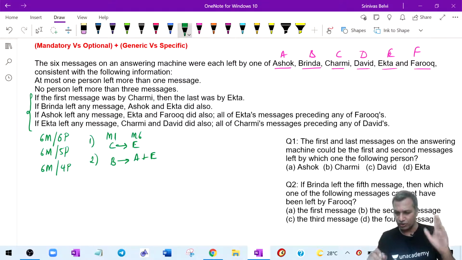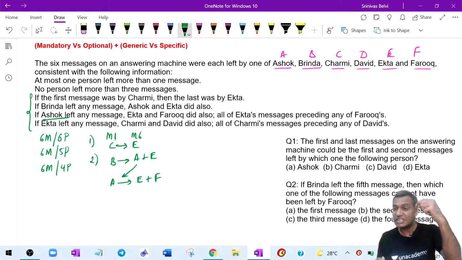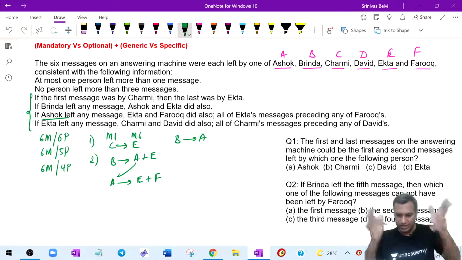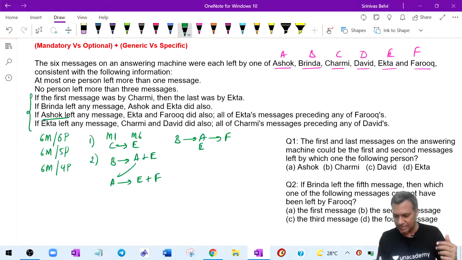Now look at the beauty of this. If you have understood the triggers, already it would have been useful. Now A is there, the next statement is starting with A. If Ashok left any message, then Ekta and Farooq also left the message. It is triggering. The thoughts are getting triggered because see, B triggers A. It's fantastic here. B triggers A. It is like rolling ball gathers the moss. B triggers A and A triggers F. I mean, of course, A and E also. B triggers A and E.